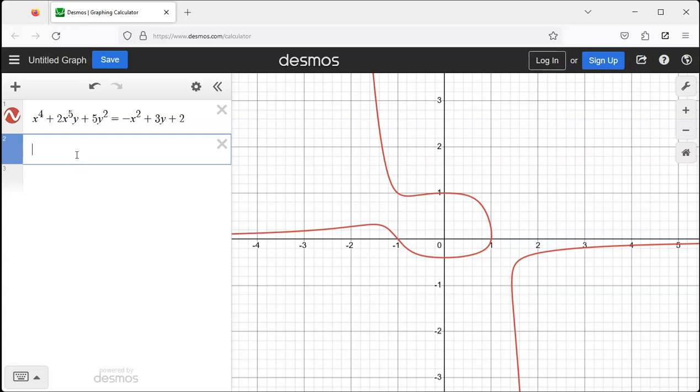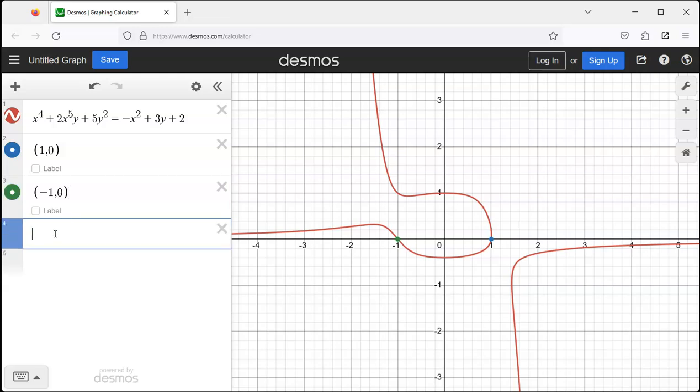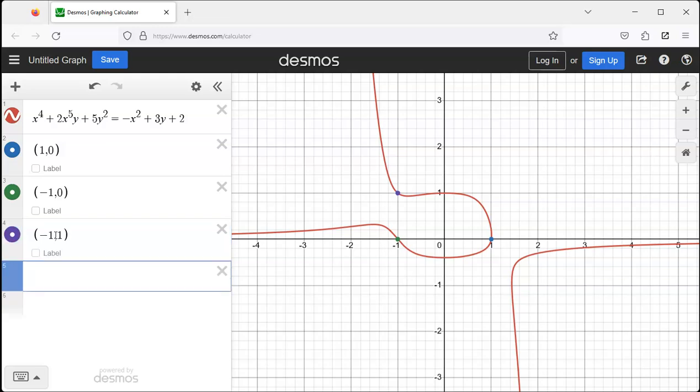And also, you can ask this Desmos calculator to plot those points, 1 comma 0. Okay, all right. And then negative 1 comma 0, and so on and so forth. Negative 1 comma 1 right here, and then 1 comma negative 1. There you can clearly see this black point is not part of the graph.